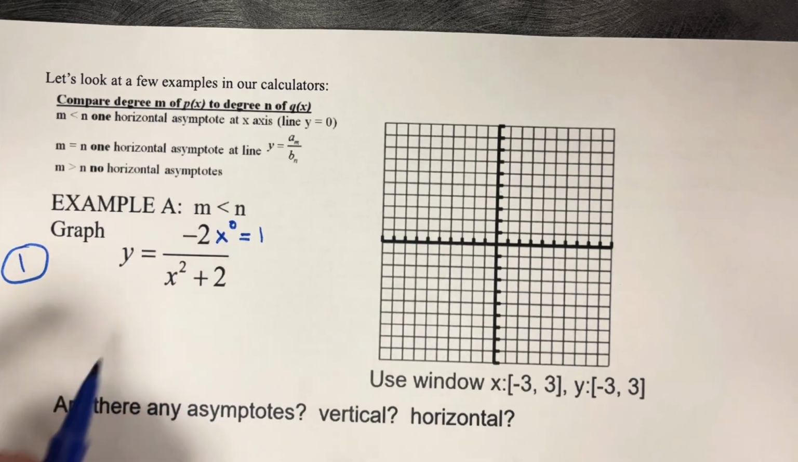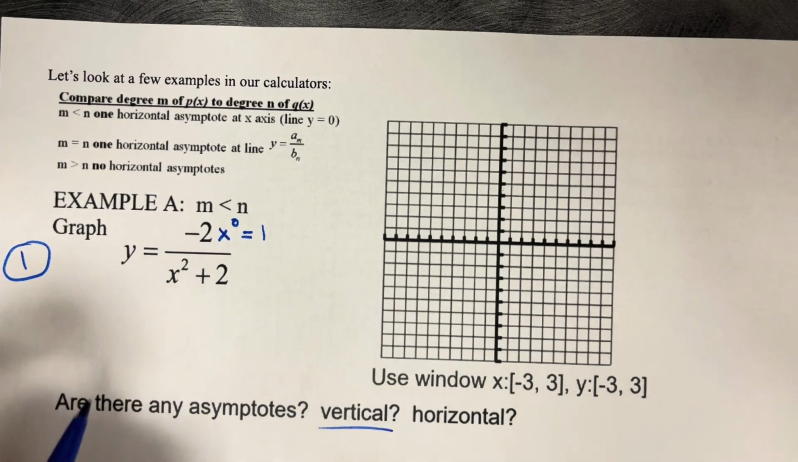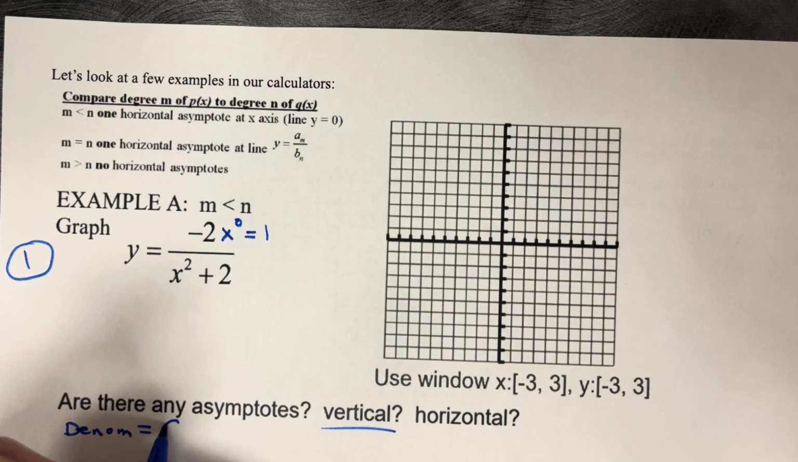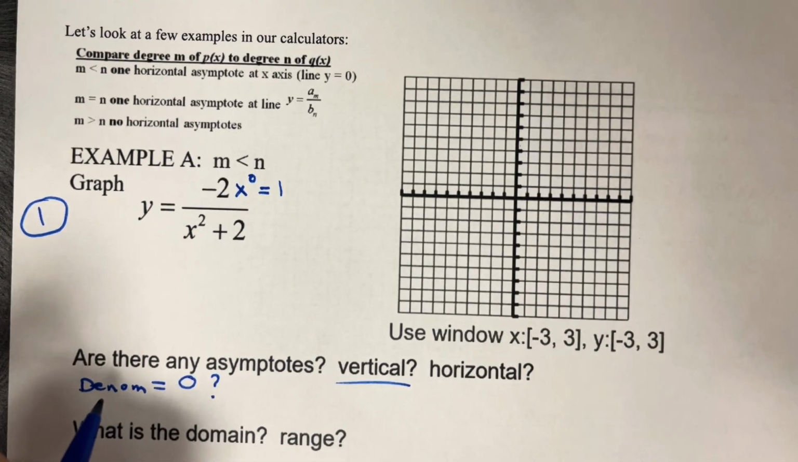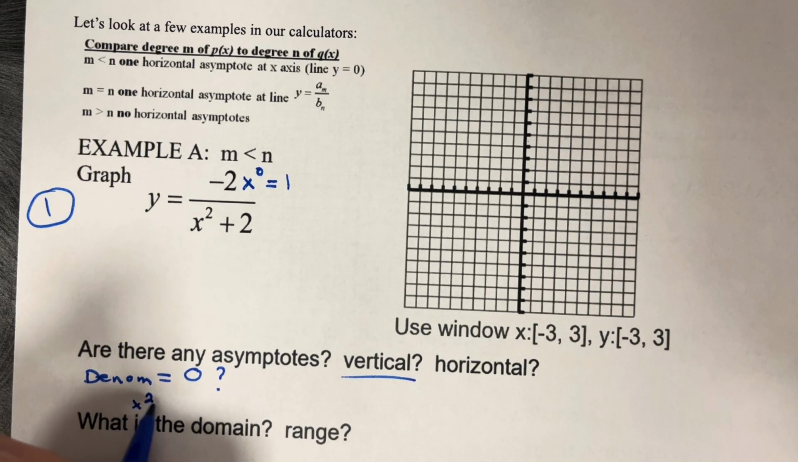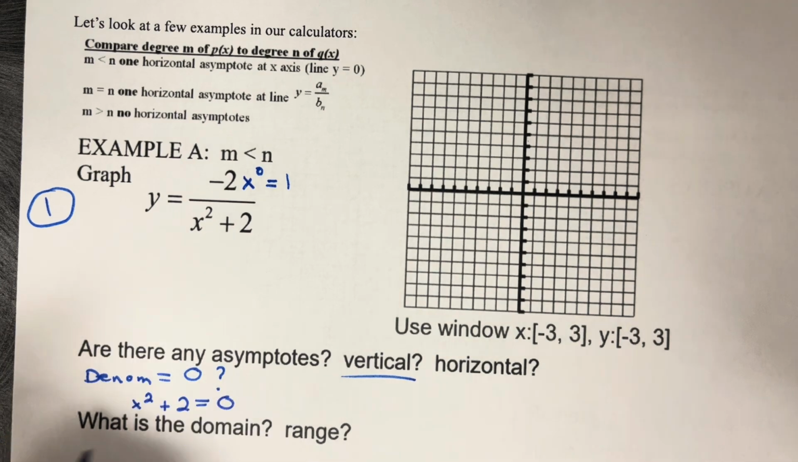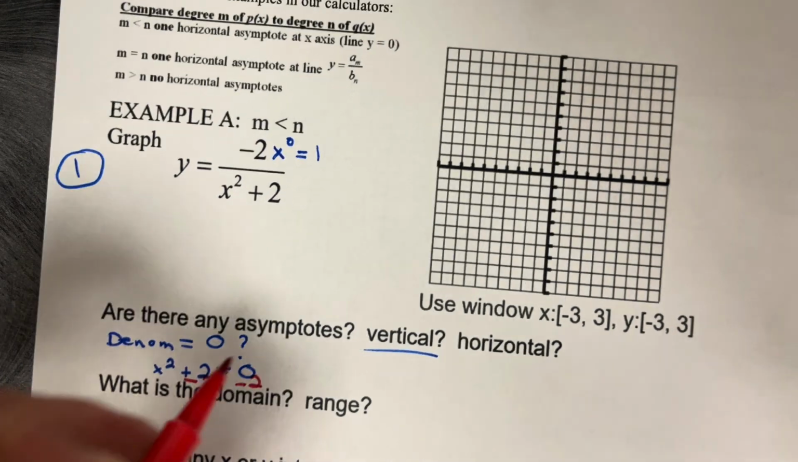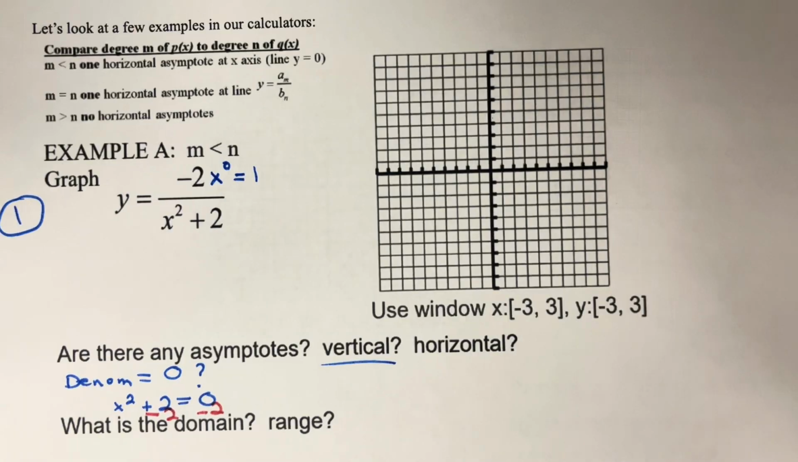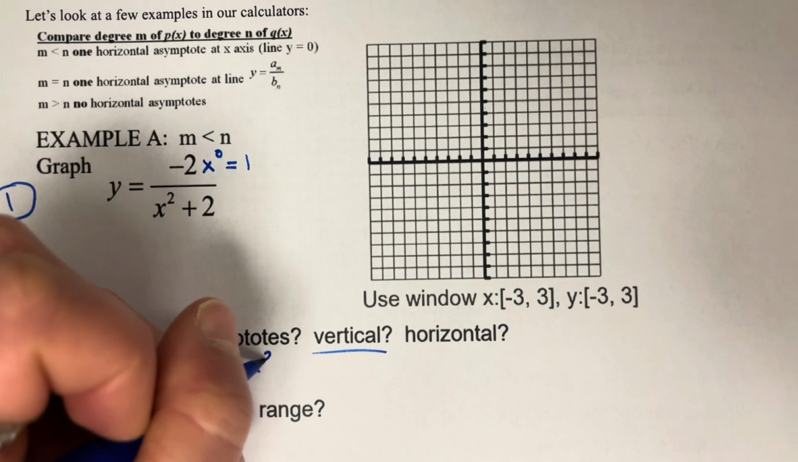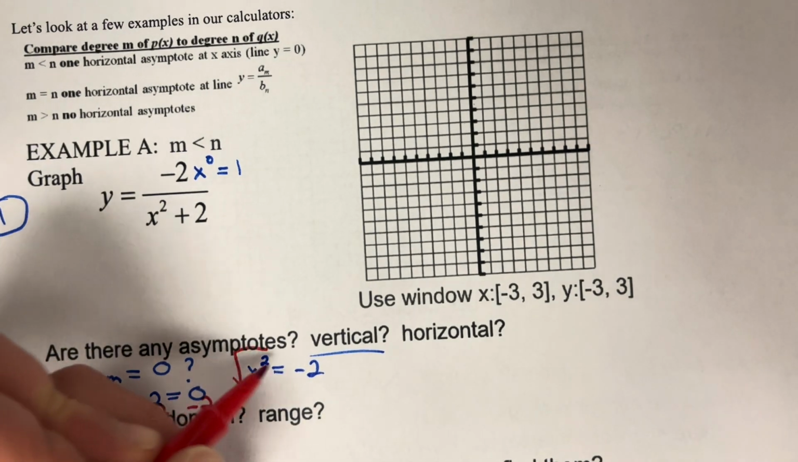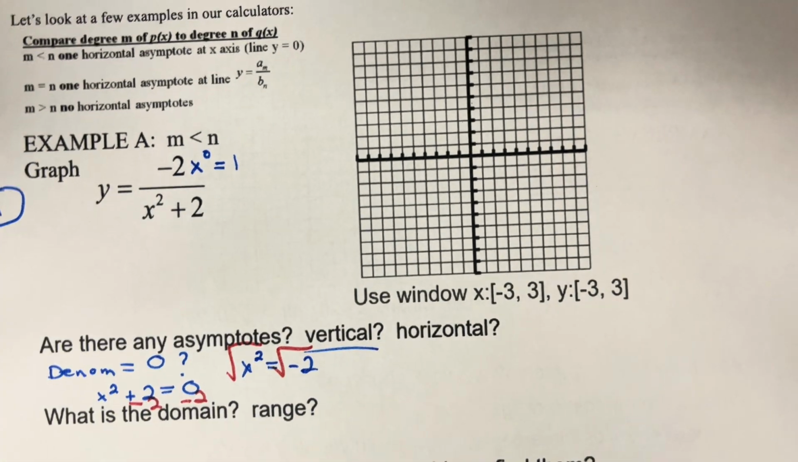So are there any vertical asymptotes? When would the denominator equal 0? So x squared plus 2 would have to equal 0 for there to be a vertical asymptote. So we would subtract 2, we'd get x squared equals negative 2. And what's the square root of negative 2? Oh yeah, there isn't one. So there's no vertical asymptotes.